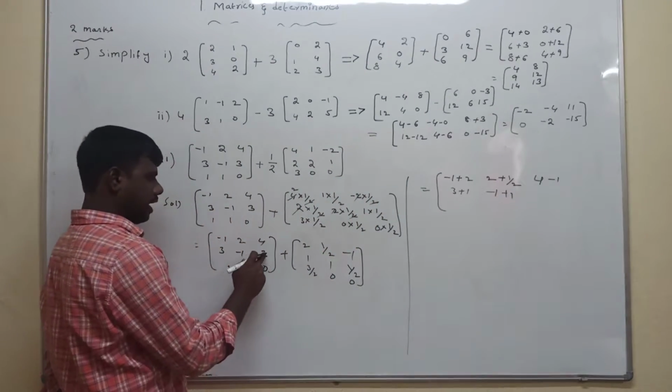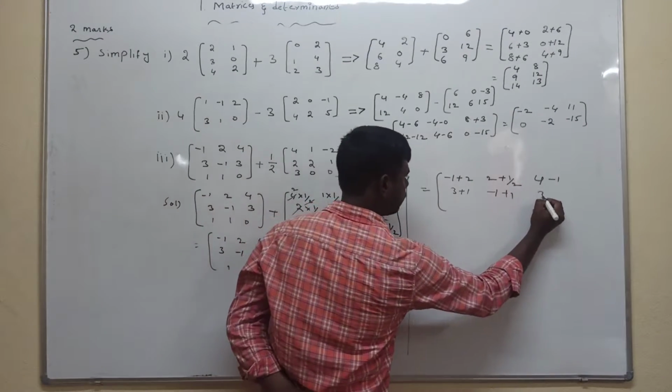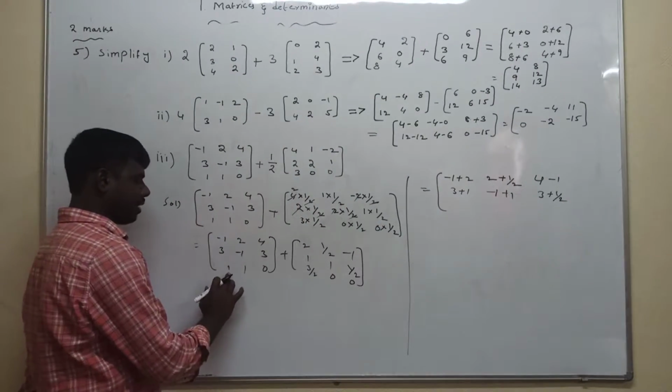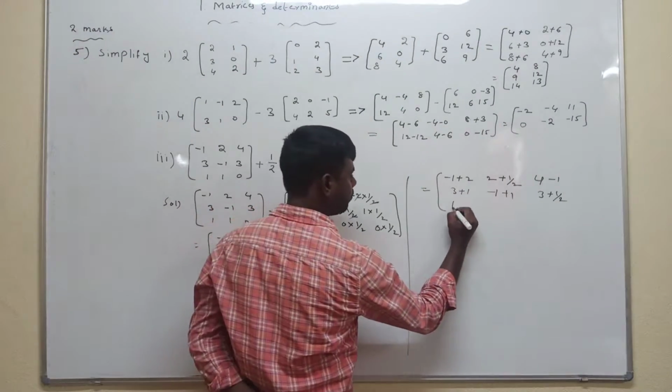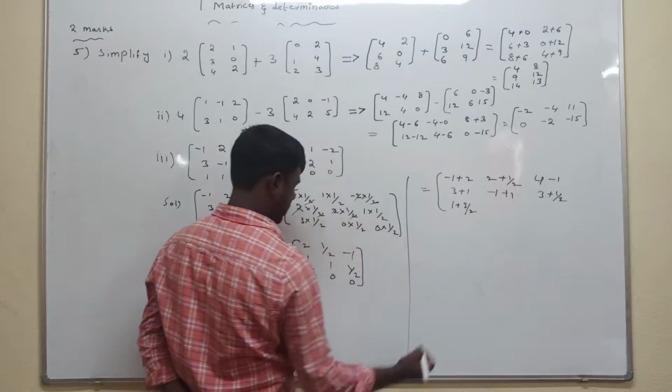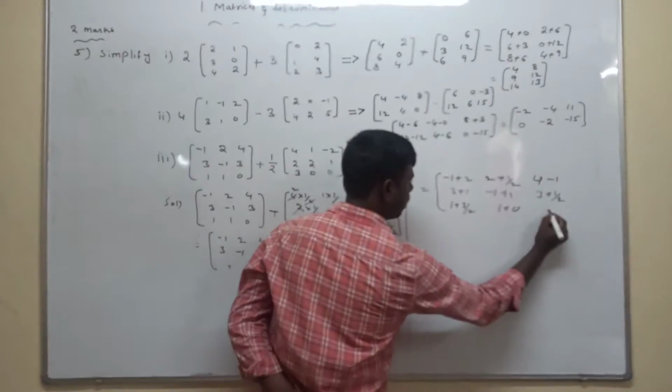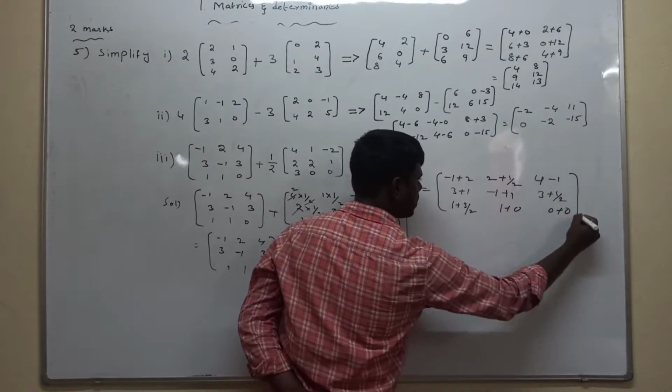Next, 3 plus 1 by 2. Third row, first element plus first element, 1 plus 3 by 2. Next, 1 plus 0, 0 plus 0.